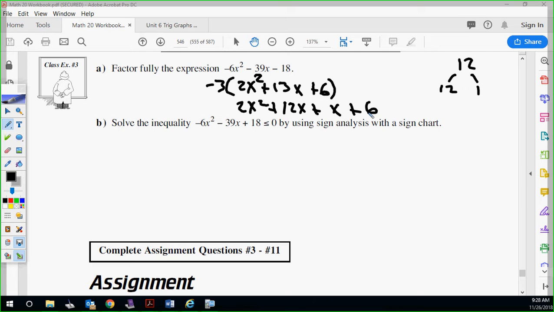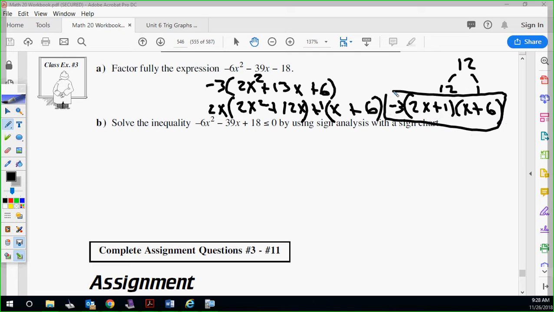Okay, so we're going to take the 2x out for the first piece. And this one has nothing, so it's just going to be a 1. So that's going to leave me with 2x plus 1 times x plus 6. And we have the negative 3 still. So that's the completely factored form.